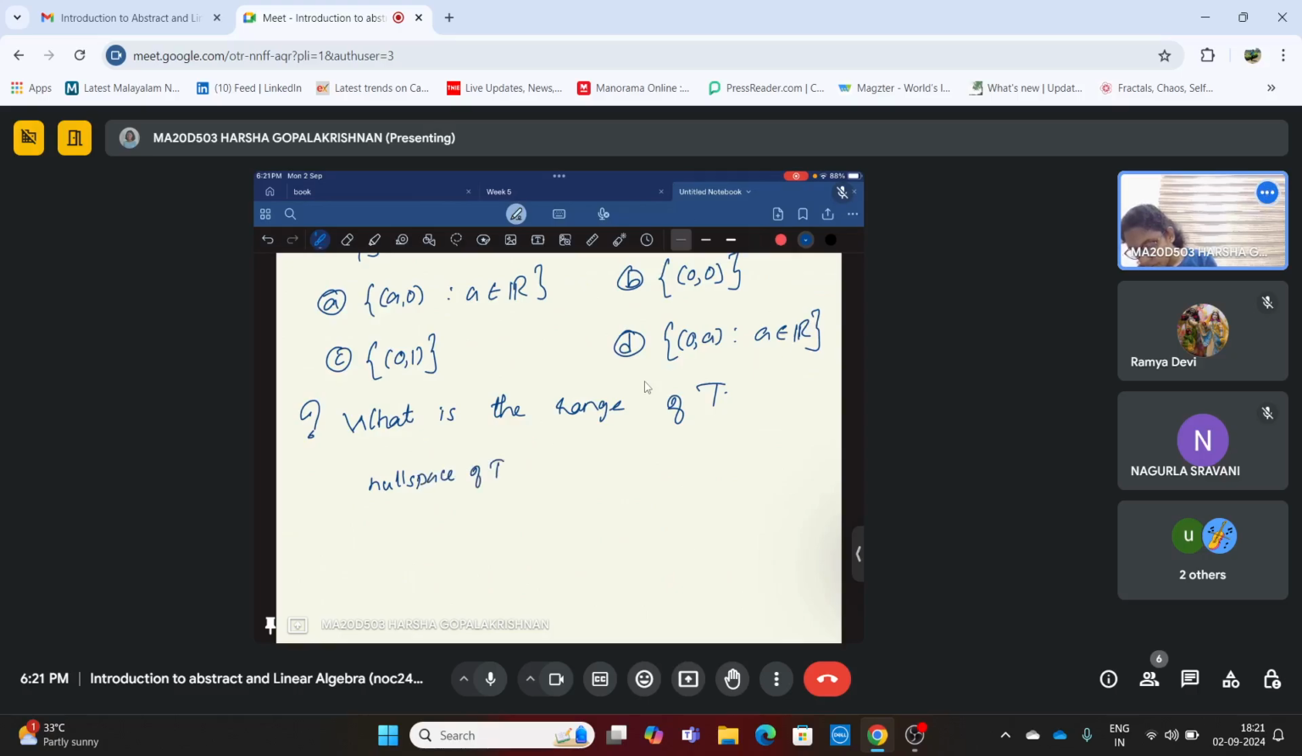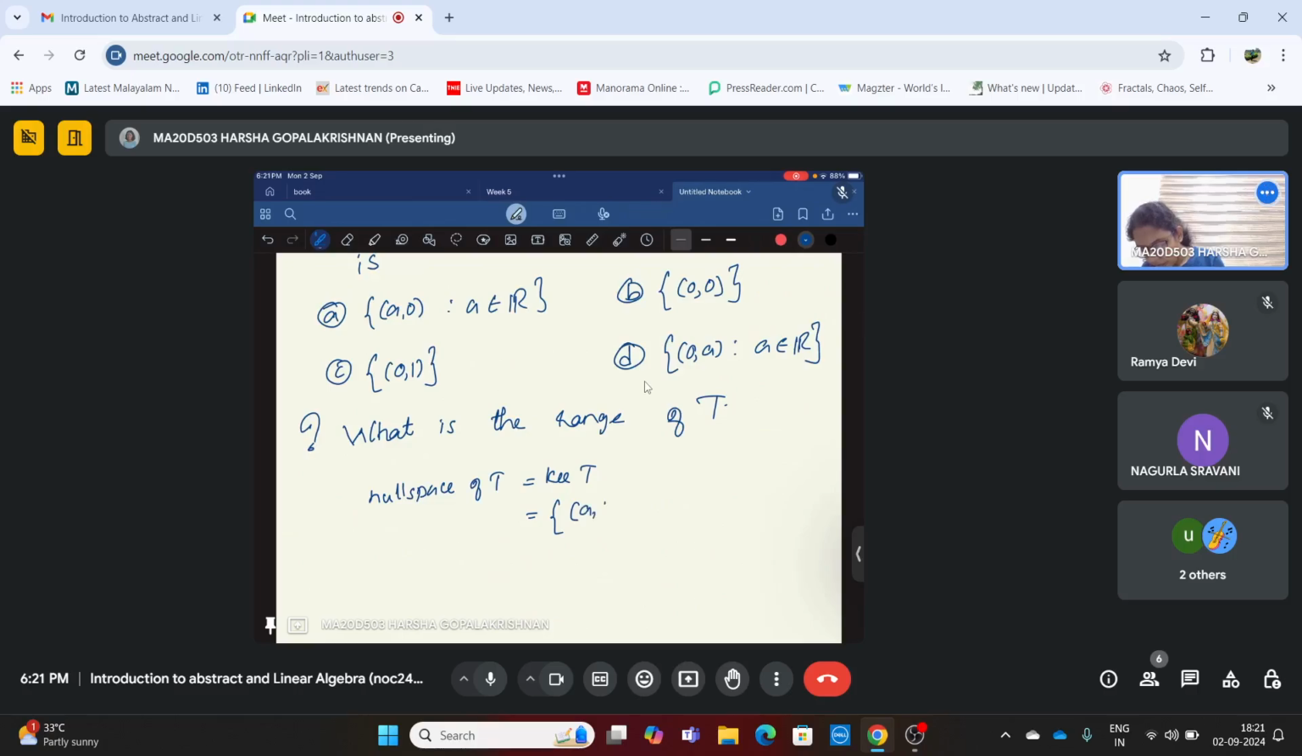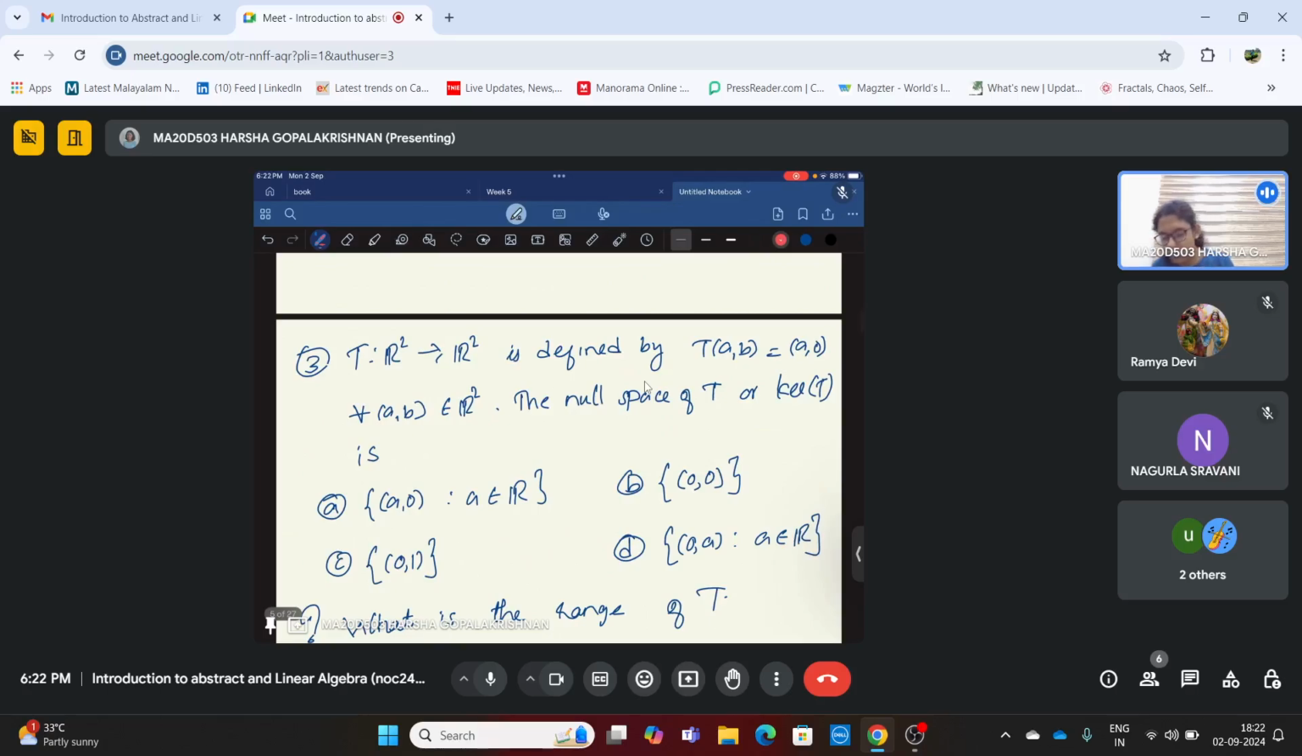Null space of T, or kernel of T, equals the set of all (a,b) in R2 such that T(a,b) equals 0. Here the map is from R2 to R2, so 0 means (0,0). We need to find all elements of R2 under which the map T sends the element to 0. Now the condition we have is T(a,b) equal to (0,0).